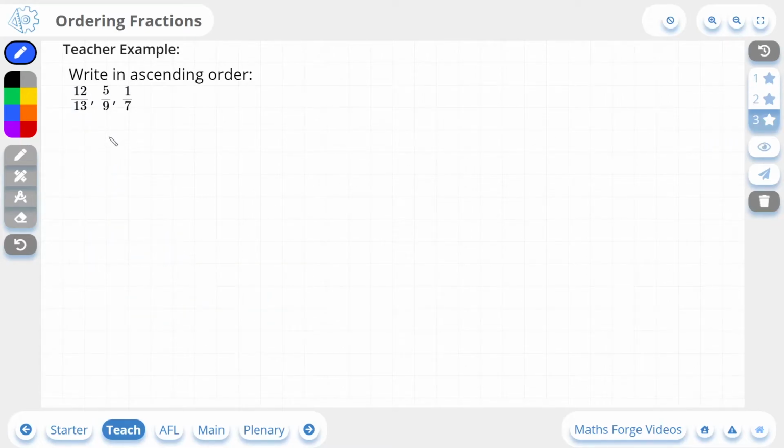We'll now do the 3-star questions. And as you can see, it's going to be hard to memorize 12 over 13 as a decimal. So we're going to have to use a division method to find out what these fractions are equal to. So let's begin. 12 over 13. We're being asked to write these fractions in ascending order. So smallest first, largest last.